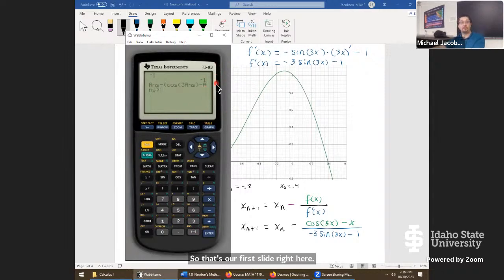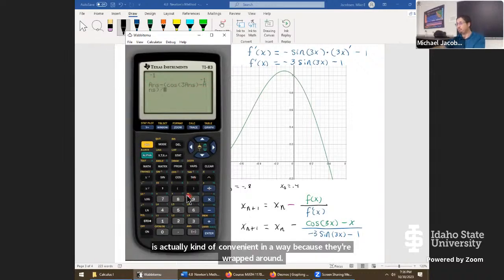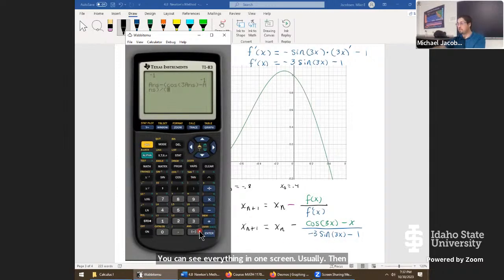And this calculator is actually kind of convenient in a way because it wraps around. You can see everything in one screen, usually. Then division by this stuff. We have to lead with this negative sign specifically. So -3 sine 3 times the prior answer. Close that parenthesis and -1. And close that final parenthesis there. Now, even the parentheses are important. If I went like this, 3 n's -1, then I could guarantee you I'm never going to find that mistake. That's a really hard one for me to find personally, especially if I made it. Now it's my error. And this is never going to work out.